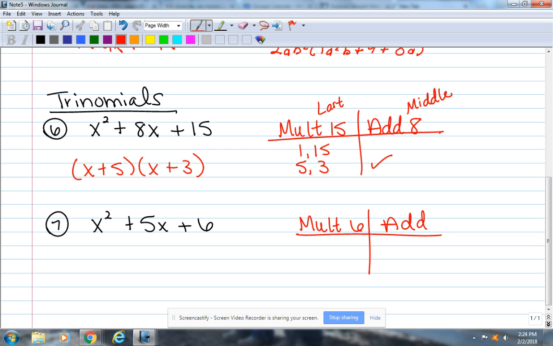FOIL method gets you back to it. So we're adding to get 5. So it's either 1 and 6 or 2 and 3, because that's all that multiplies to get 6, right? 1 and 6 is not going to work. 2 and 3. So which one adds to get 5? 2 and 3. So my 2 binomial factors are x plus 2 and x plus 3.